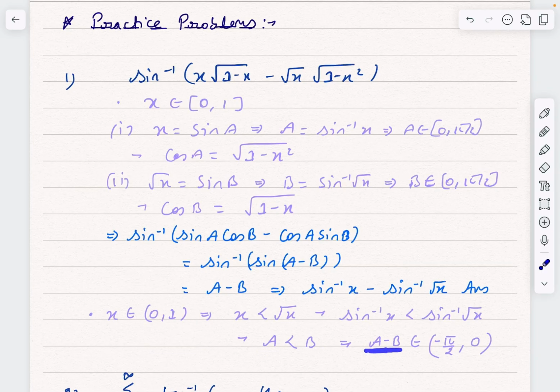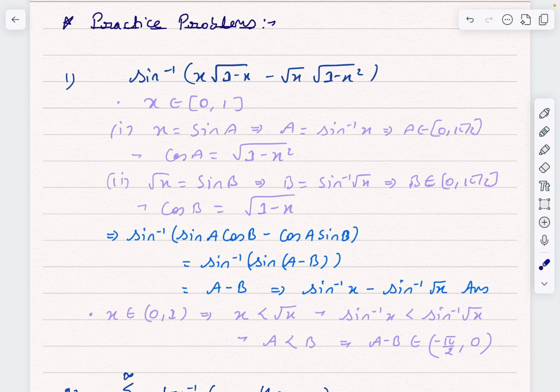So when you do A minus B, it will be negative, and the minimum value will be minus pi by 2. It will be minimum when A is maximum, which is pi by 2, and B is minimum, which is 0. But sorry, we already discussed that A has to be less than B. So the value will be negative, and how negative can it go? The least value will be when A is 0 and B is pi by 2, which gives minus pi by 2. So overall, A minus B will lie between minus pi by 2 and 0, and that means it lies in the range of sine inverse. So we can cancel these out and get only A minus B.